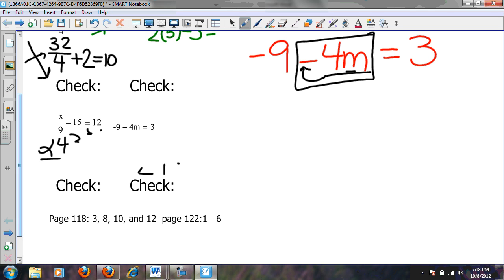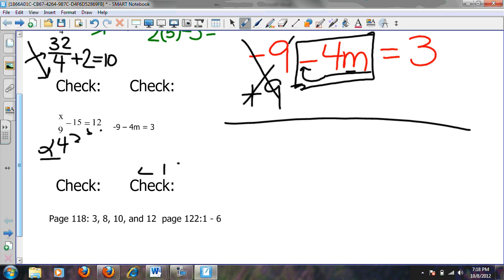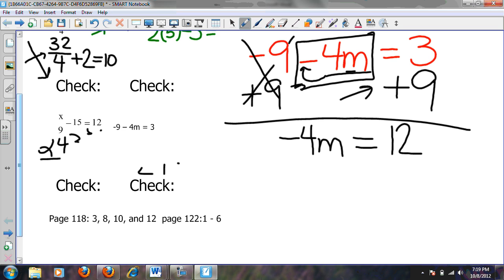How am I going to isolate negative 4m? I'm going to have to get rid of the negative 9. What's the inverse of negative 9? Positive 9. Those will cancel because they become 0, but I have to do the same thing to both sides, which means I need to add 9 to the other side of the equal sign. I'm left then with negative 4m. Negative 4m is going to equal whatever 3 plus 9 is. 3 plus 9 is 12.